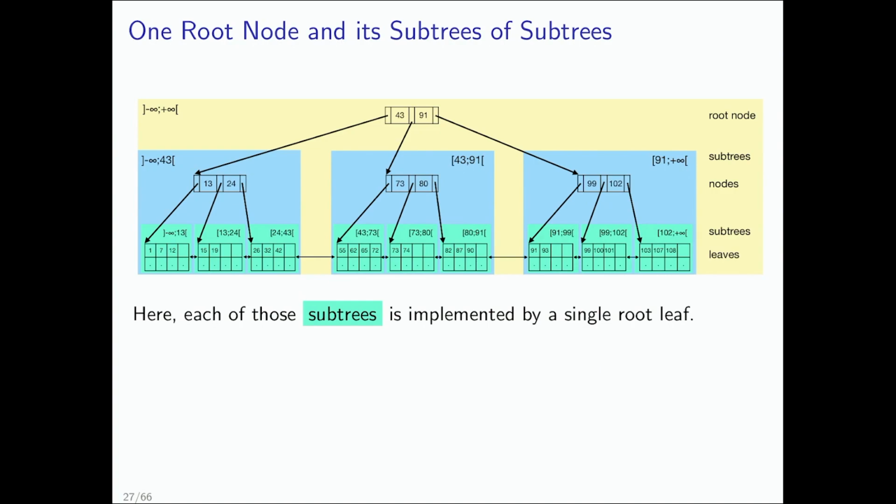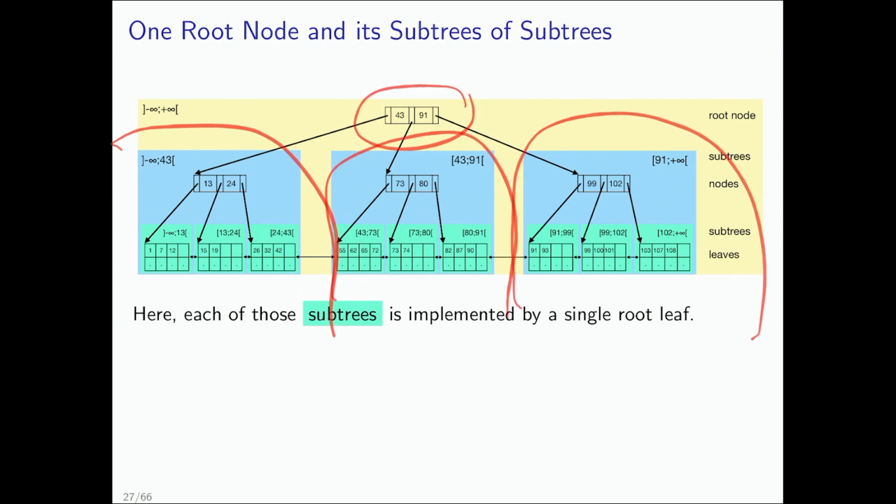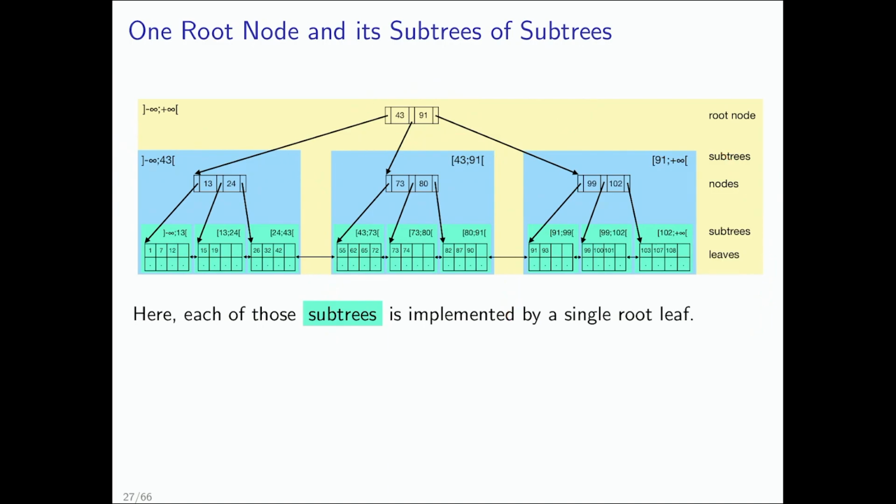If you index by a certain key, the root node partitions the data space here into three different regions, distinct subdomains, so to say. The root node represents data from the entire domain, but this first subtree only represents data up to and excluding 43. That's the semantics: everything that's strictly smaller than 43 is to the left.